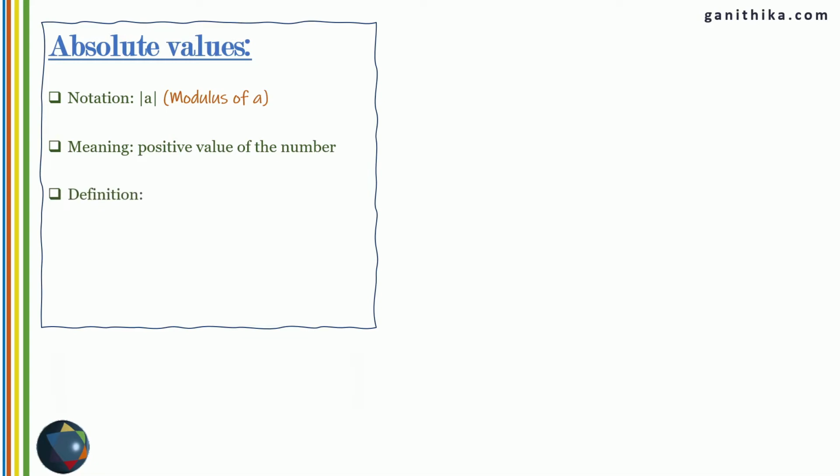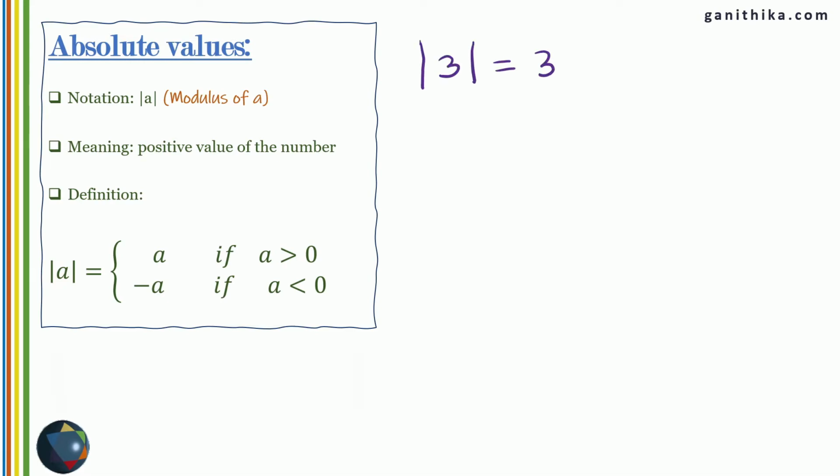The definition of absolute value is, if there is a number A, absolute value of A is A itself if it is a positive number. Absolute value of a negative number is negative A. So I'll give you an example to show what it means. If you have modulus of 3, 3 is a positive number. So modulus of 3 is 3 itself because A is positive here. A is 3. Because A is positive, modulus of A is equal to A itself. So modulus of 3 is equal to 3 itself. Whereas modulus of negative 3, because A is negative now, it will be equal to negative A. So negative of negative 3, which will become positive 3.